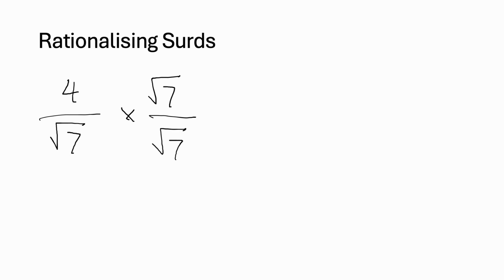So for instance, let's say we have 4 over root 7. If we want to rationalise this surd, we essentially have to times root 7 by itself. So root 7 times by root 7 is 7, and then 4 times root 7 is 4 root 7. So that is it rationalised.